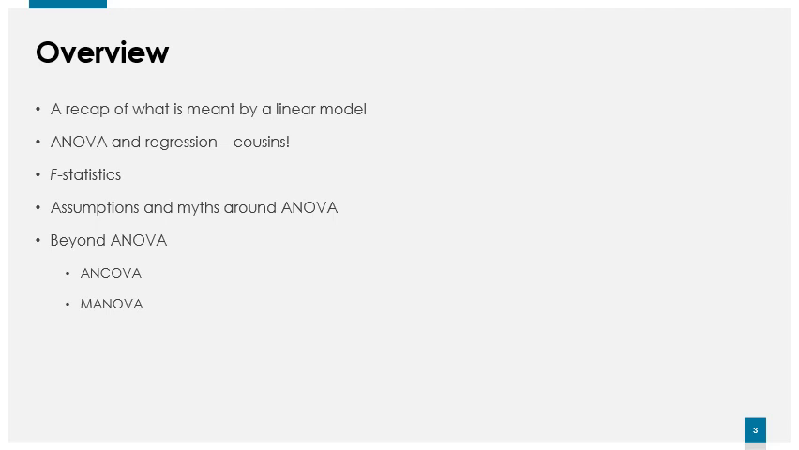We're going to concentrate a lot on F statistics today and what they actually mean in terms of the logic behind them and their interpretation. We're going to talk about a lot of the assumptions and myths around analysis of variance before we then start to move beyond the analysis of variance to look at statistics and methods like the analysis of covariance and the multivariate analysis of variance.